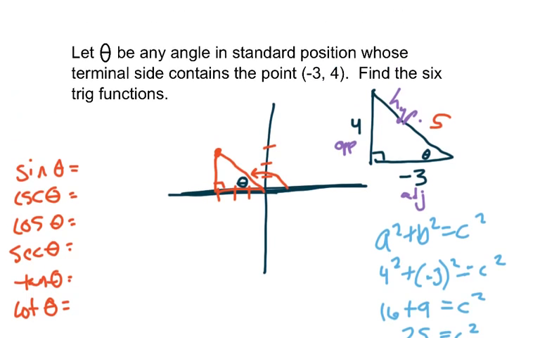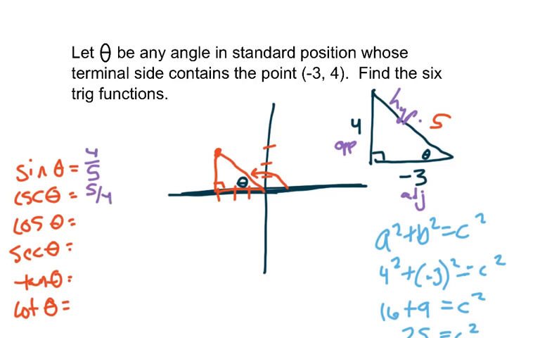Of course, because it is a Pythagorean triple, we could have seen that, but with that negative, it's kind of interesting to see how that works out. So our sine is going to be opposite over hypotenuse, so 4 over 5. And then, of course, the flip for cosecant.